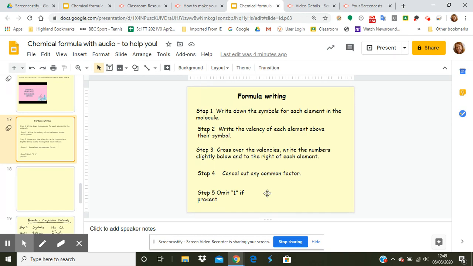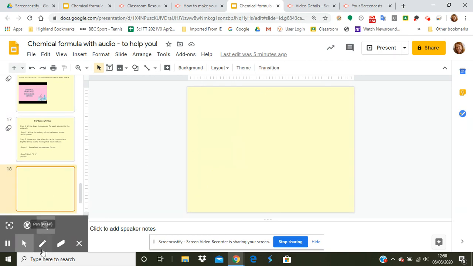First step is you write down the symbol names. Then you look at the valences. Then you do something called a crossover. And then you cancel out any common factors. We don't really need to worry about that too much, but for instance, if you have a 2 and a 4, the ratio would be the same as a 1 to 2. Then you omit any ones. So let's try that as an example on this sheet.